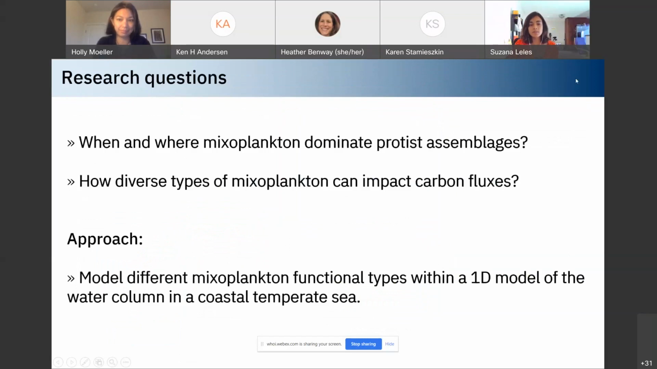So based on this, we had two main questions: when and where mixoplankton could dominate protist assemblages, and how diverse types of mixoplankton can impact carbon fluxes. So our approach was to model different mixoplankton functional types within a 1D model of the water column in a coastal temperate sea.